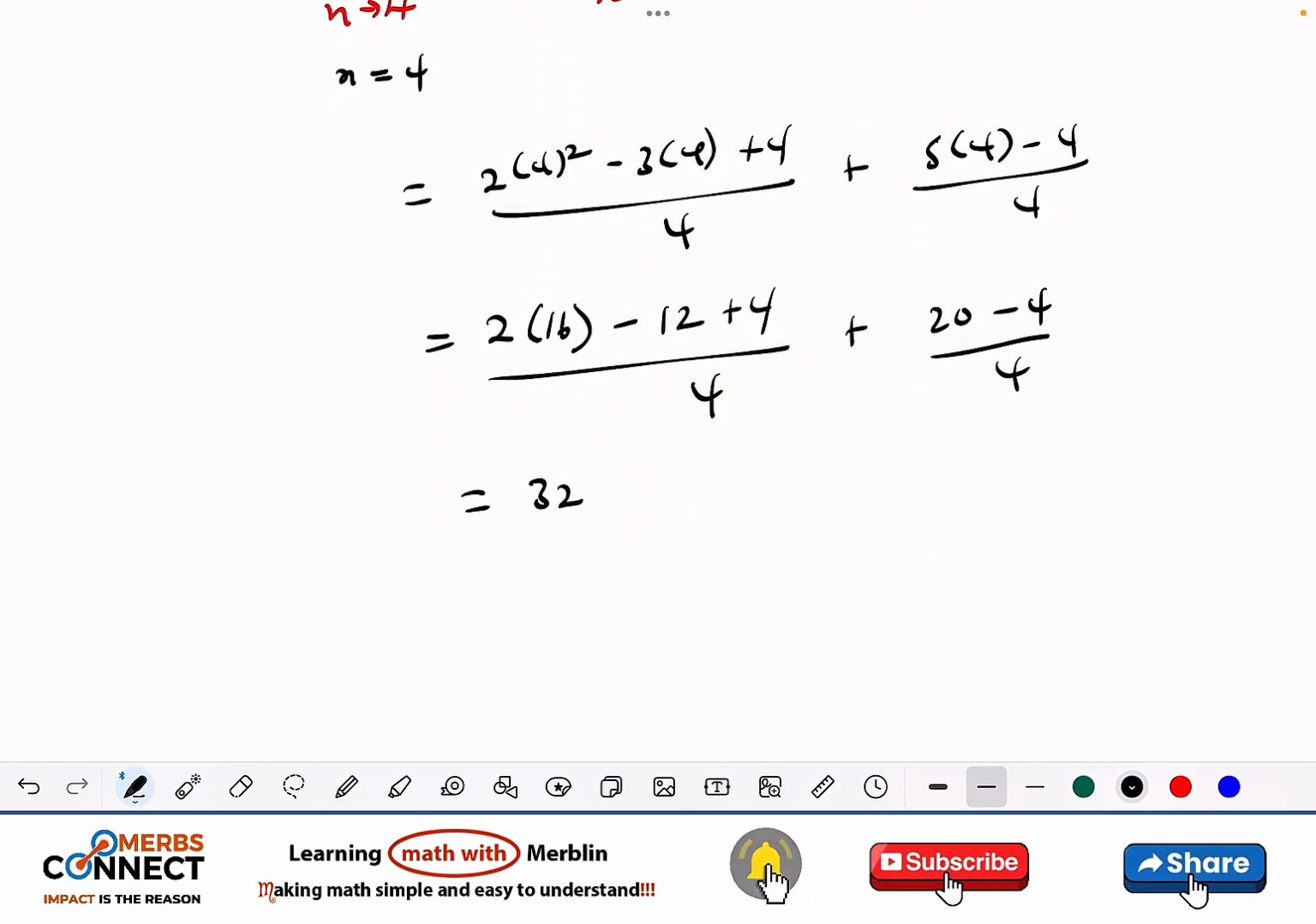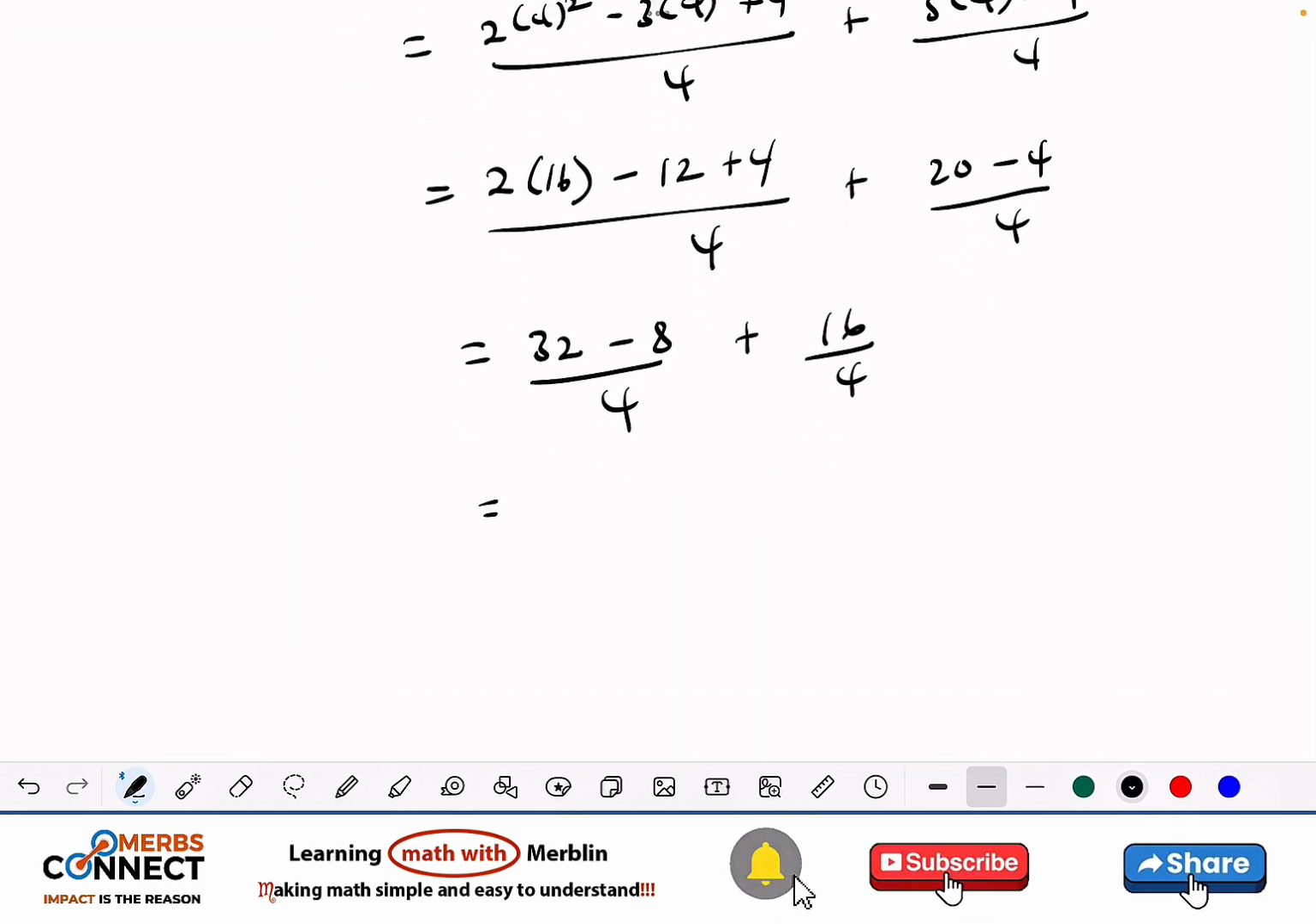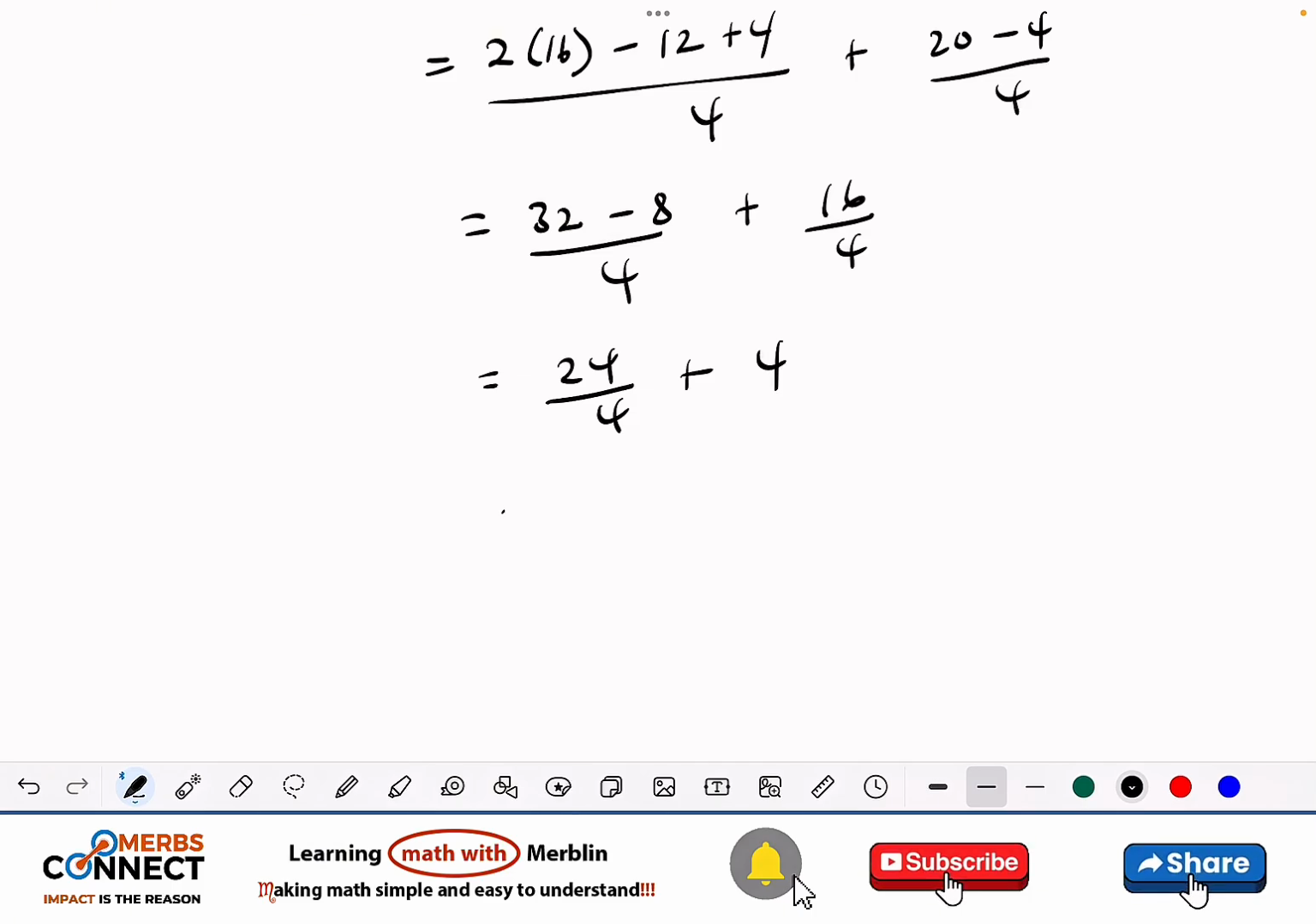This is going to give us 32. This is going to give us minus 8 divided by 4, plus this is going to give us 16 divided by 4. 32 minus 8 is going to give us 24 divided by 4, plus 4 for 16. 4 goes to 24 how many times? I think 6, right? Yes. Is that true? Yes. Plus this, and this will be giving us 10.